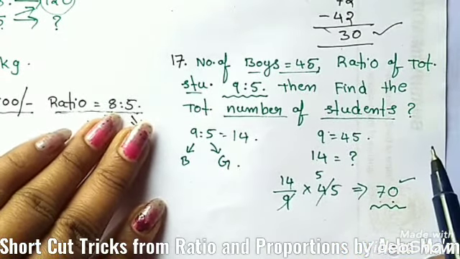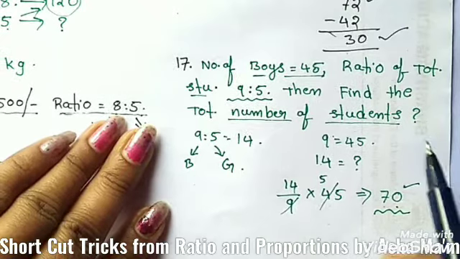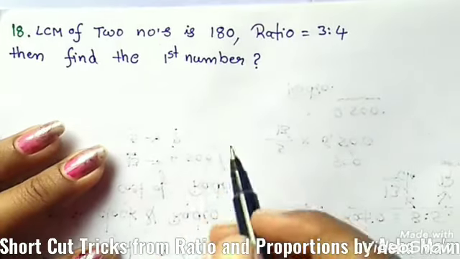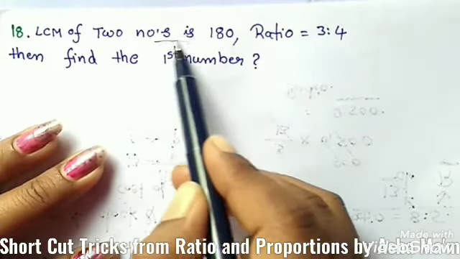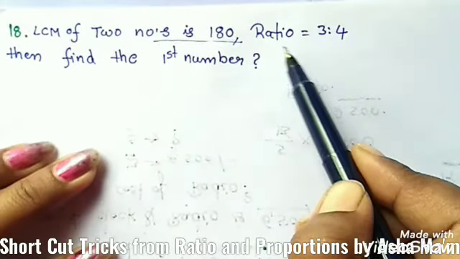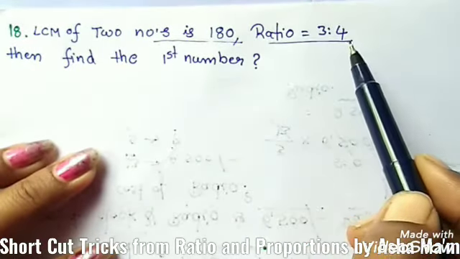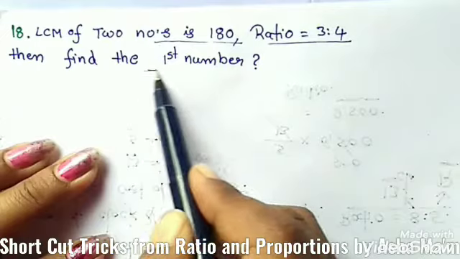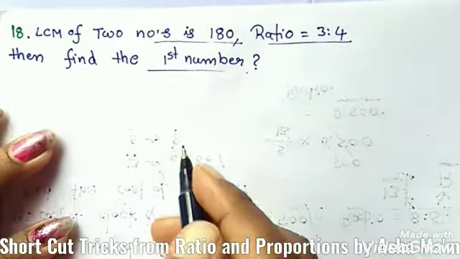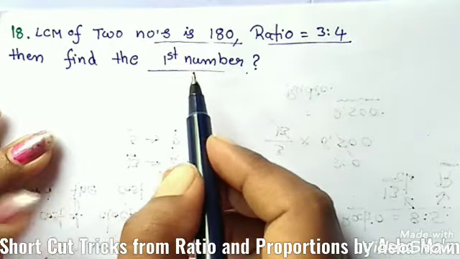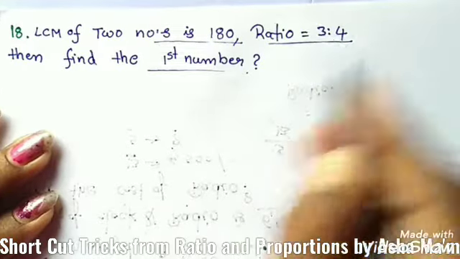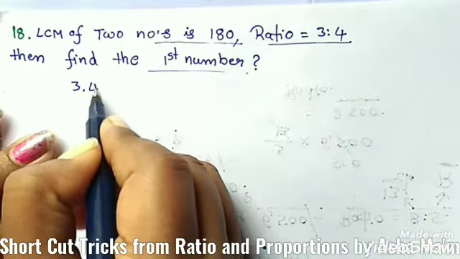Let us see the example of question number 18. LCM of any two numbers is 180. Then the ratio of those two numbers is 3:4. Then find the first number. Okay, here LCM of two numbers, any two numbers, means the ratio also they have given 3 4.